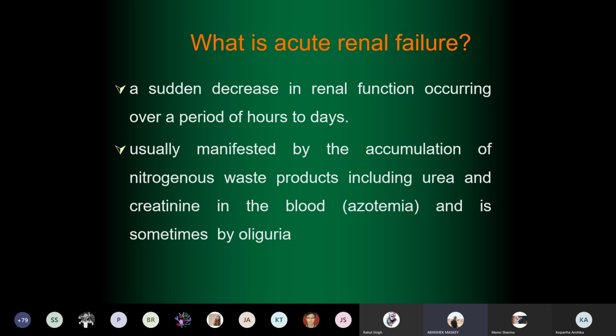But once the patient becomes chronic kidney disease, then it's not reversible. Acute kidney injury is reversible, but it occurs within hours to days. Does anyone know that some drugs can cause kidney injury, that there are nephrotoxic drugs? Anyone knows nephrotoxic drugs? You must have read.